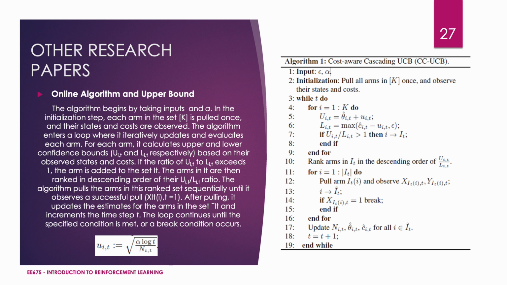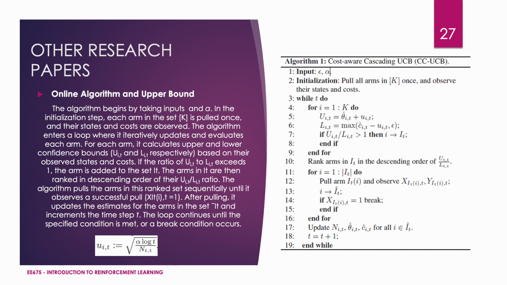After that, it enters a loop where it iteratively updates and evaluates each arm. This loop continues until a specified condition is met or a break condition occurs. For each arm, the algorithm calculates upper and lower confidence bounds, that is U of IT and L of IT respectively, which is based on the observed states and costs. These bounds represent the uncertainty around the estimated reward cost ratios for each arm.